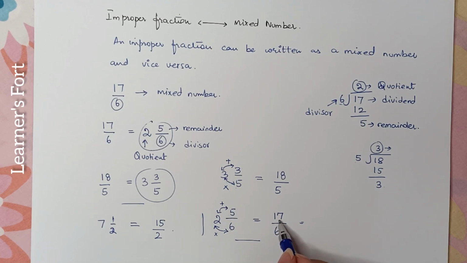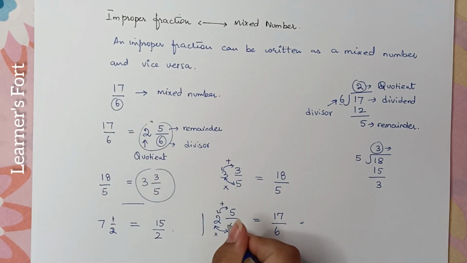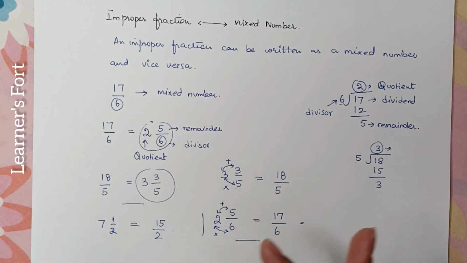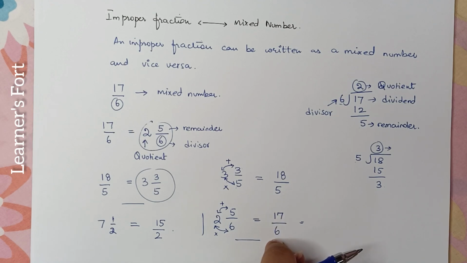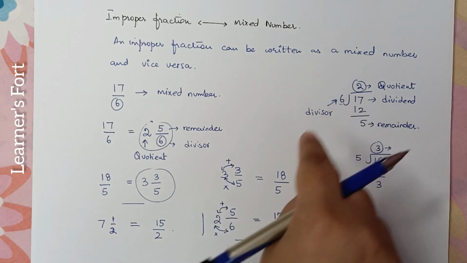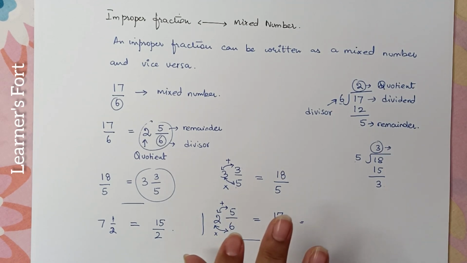will be this, the original numerator, which is 17, and the denominator, or the divisor, the thing which is dividing, will remain the same because it is dividing here and it is also dividing here. So it was dividing here at this instant, and it's also dividing here at this instant, so the denominator remains the same in any case. Okay, so this is what an improper fraction converted to a mixed number is.